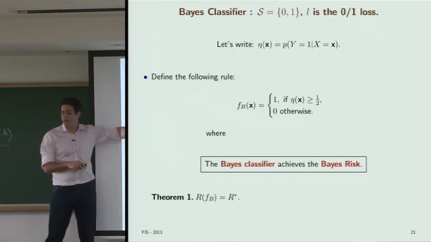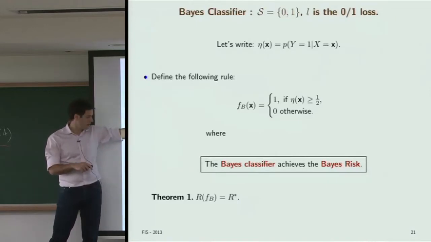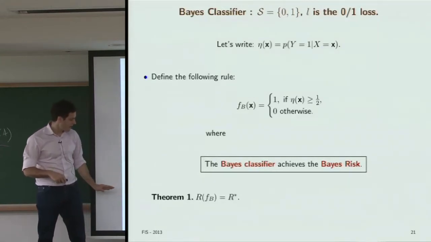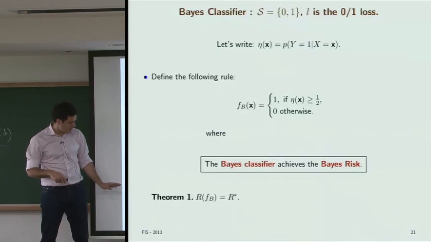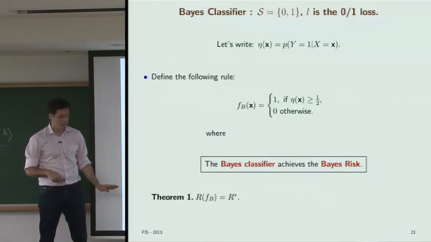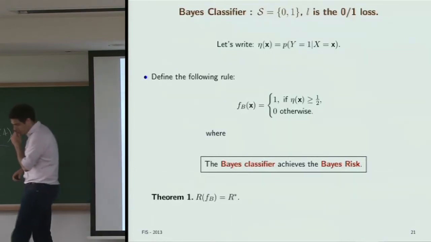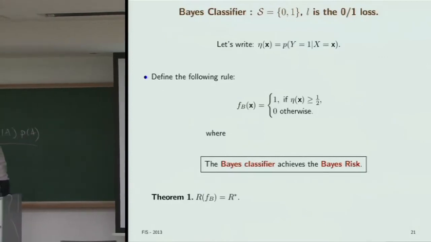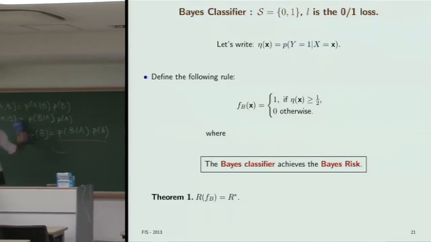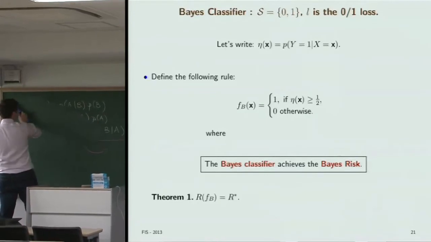If you define the Bayes classifier this way, then we can show that the Bayes classifier achieves the Bayes risk, meaning that it has the best possible risk, the lowest possible risk. The proof is a bit lengthy, but let's do it.